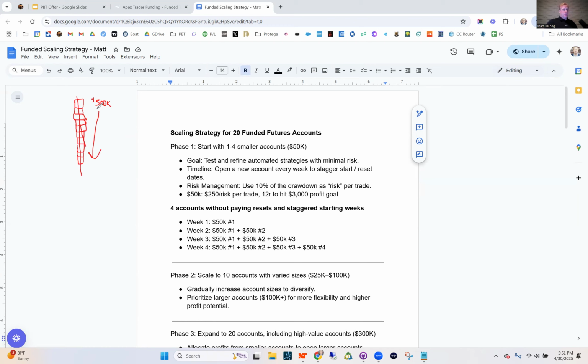And the problem with that is what? Well, what happens if they all blow up? You can't just go buy another one because everything's maxed out. Apex allows a maximum of 20 accounts, and if you have 20 accounts, you can't just go get another one because you're already maxed out, right? So what we recommend is a staggered approach, and we'll talk about that a little bit more in just a minute.